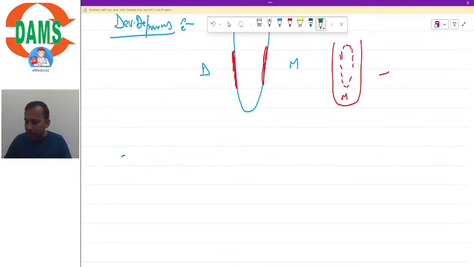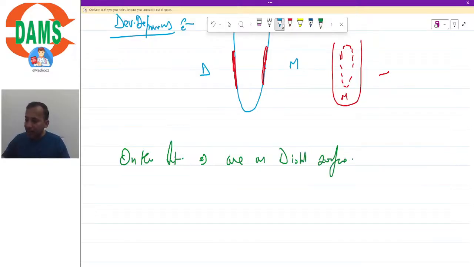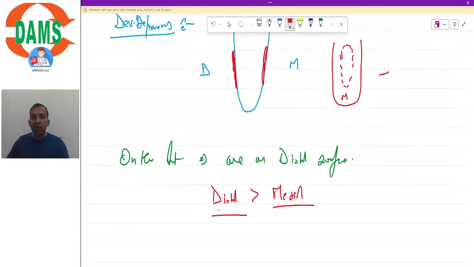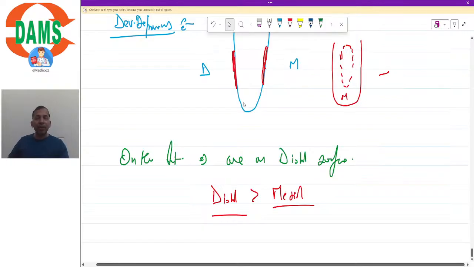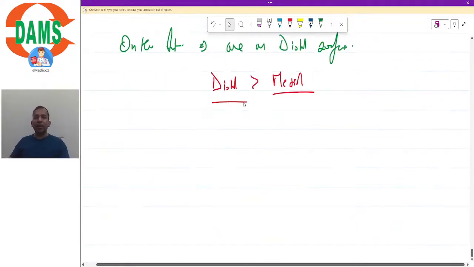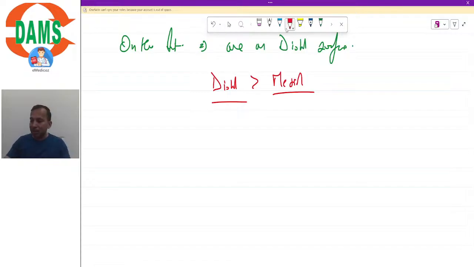Usually on the anteriors, these depressions are on the distal surface. So what it means is that the developmental depressions are more prominent on distal as compared to mesial, in all the anteriors, right? In all the anteriors, the distal developmental depression is more prominent than the mesial developmental depression. The exception is maxillary central and lateral incisor. So maxillary incisors are the exception.